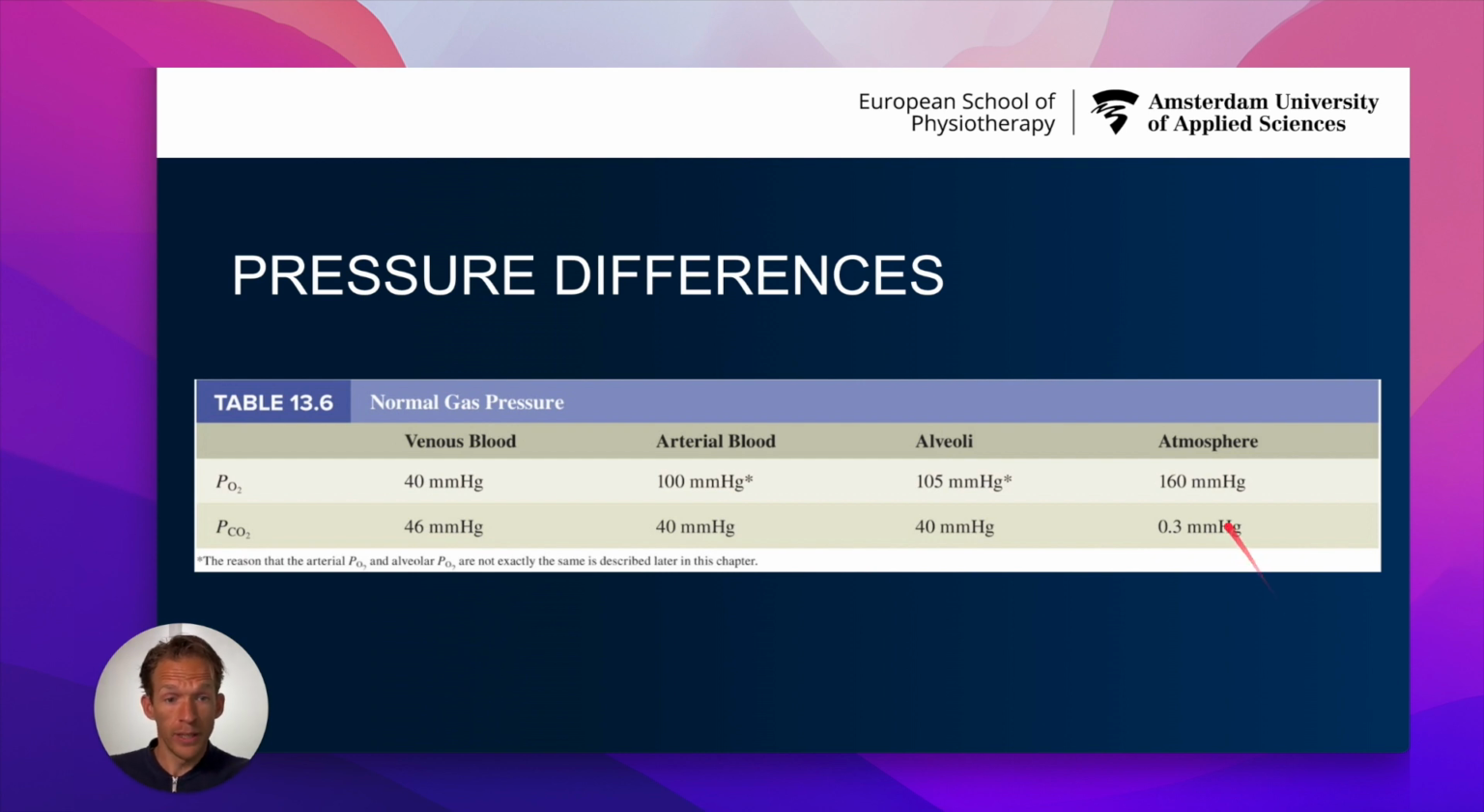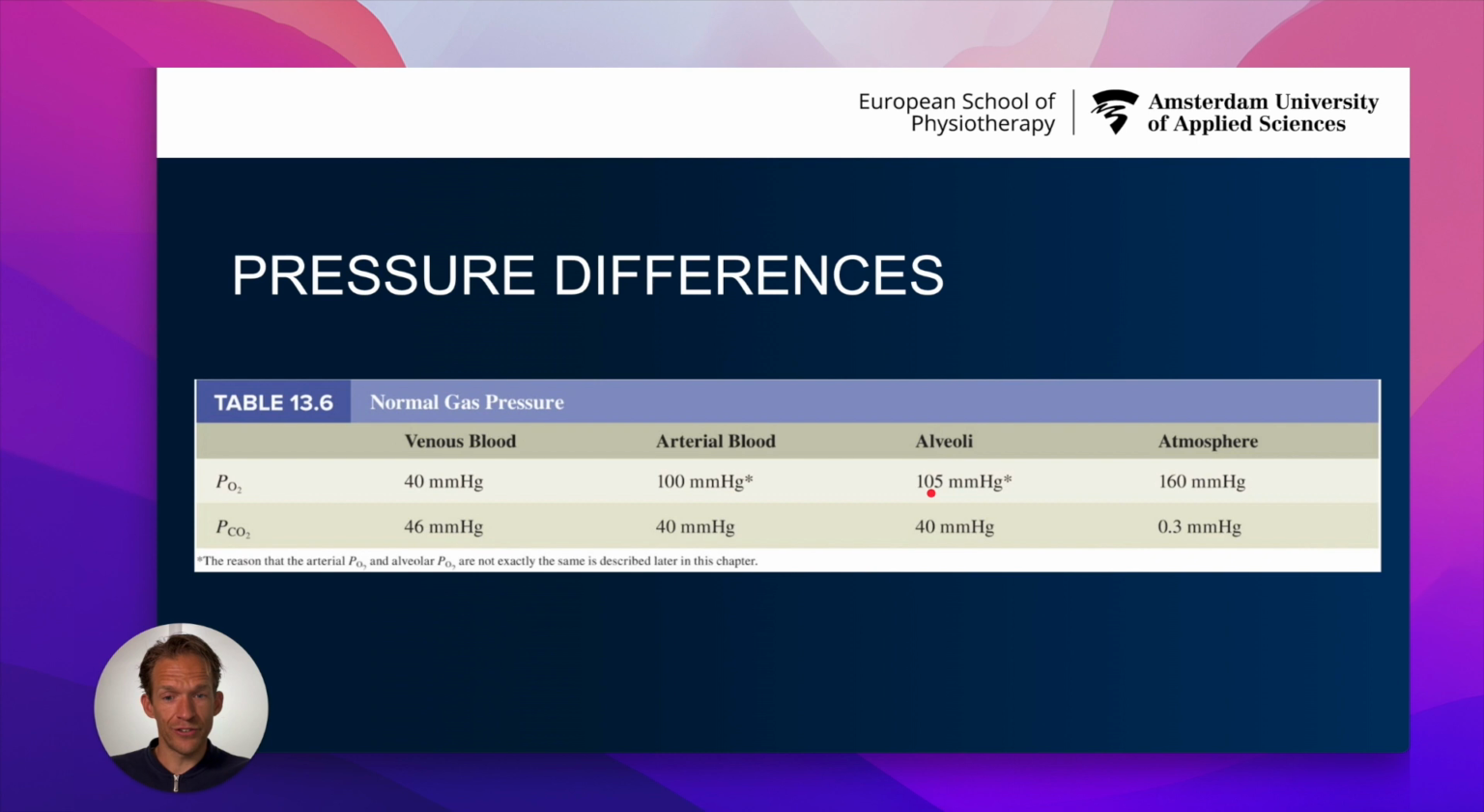Now, for example, here is a pressure difference between the atmosphere and the alveoli, which will explain that air in that situation will flow from the atmosphere into the alveoli. More importantly, you see that there's still, although smaller, a pressure difference between the alveoli and the arterial blood in regards to PO2. So this relatively small pressure difference is still enough for O2 to diffuse from the alveoli into the capillaries of the lungs.